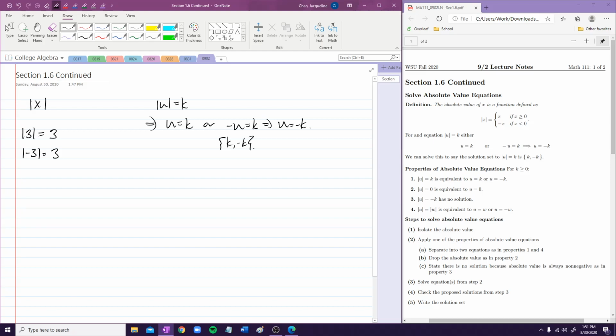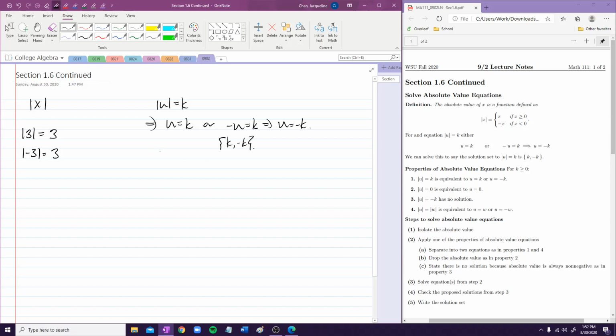Because there are two options of what u can be if it equals k. There's the positive part or the negative part, and that'll spit out the same answer. So we have properties of absolute value equations, assuming k is greater than or equal to 0. The first property we already talked about: the absolute value of u is equal to k. This is equivalent to saying u is equal to k or u is equal to negative k.